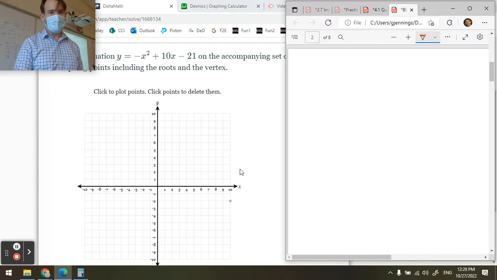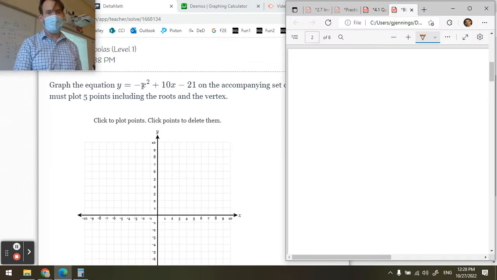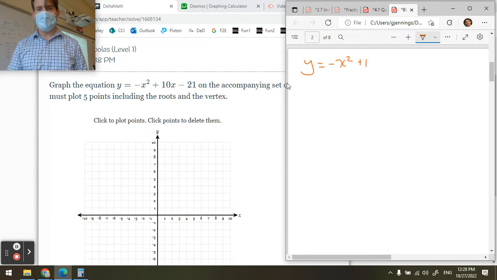Today we're going to be looking at graphing quadratics and how we can graph the equations that Delta Math is giving us using the quadratic formula quite easily. So first step is always going to be copy out the equation carefully. Y is equal to negative x squared plus 10x minus 21.